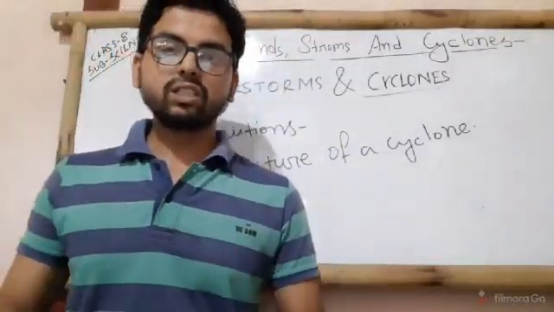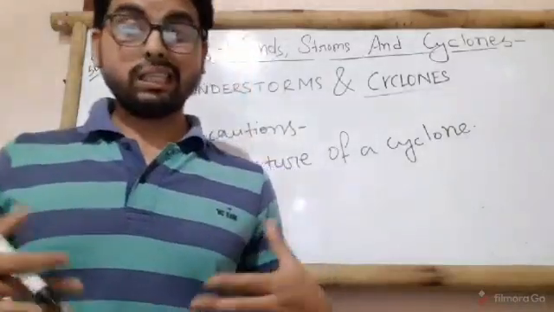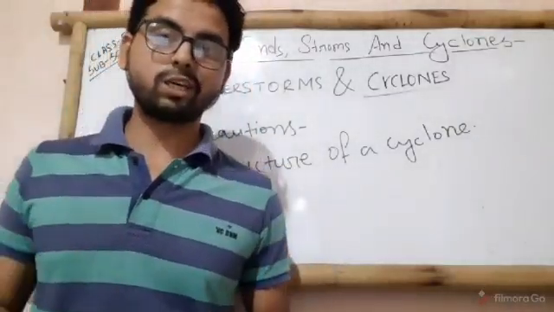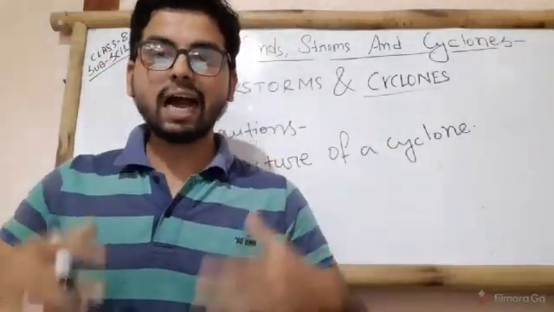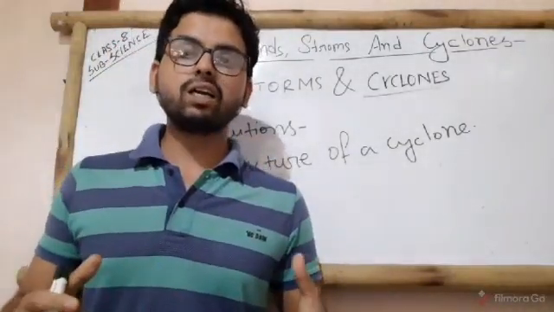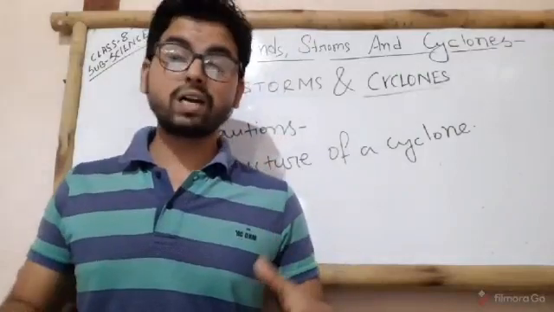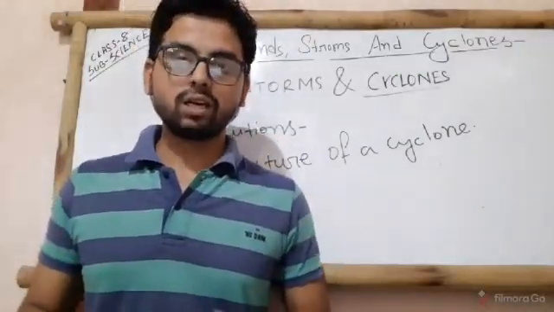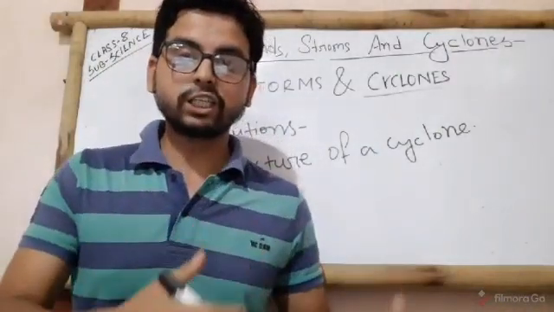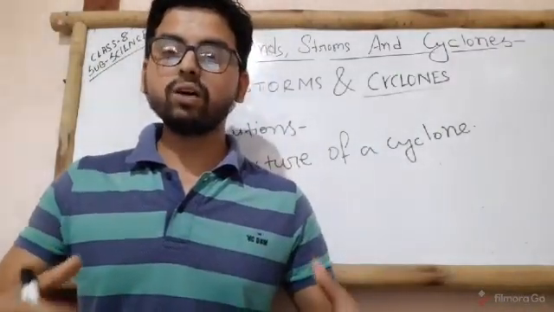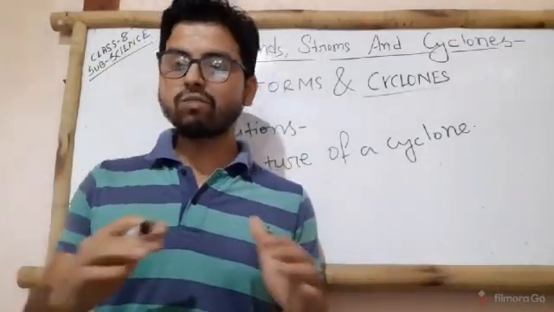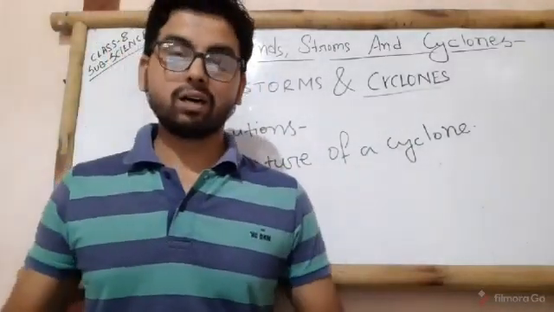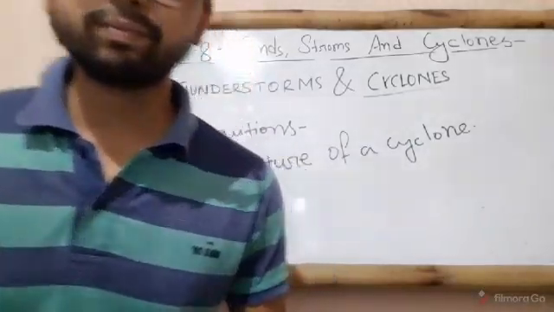The cloud region lies around this eye and has a diameter of around 150 kilometers, and the cloud region has high speed wind blowing at 150 to 250 kilometers per hour, accompanied by heavy rainfall. Understood? So the first indication of a cyclone can be observed when strong winds start flowing and pushing away the water from the source. Clear?